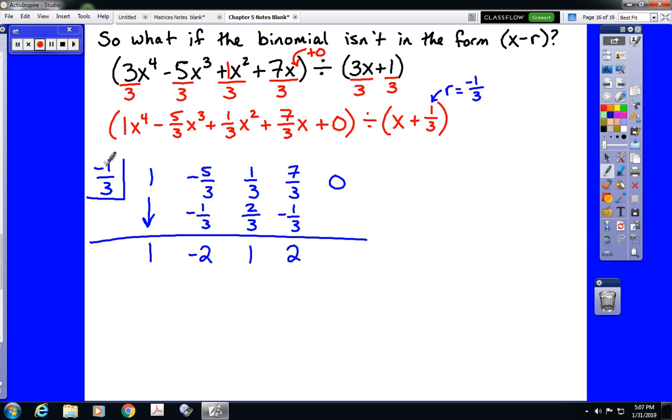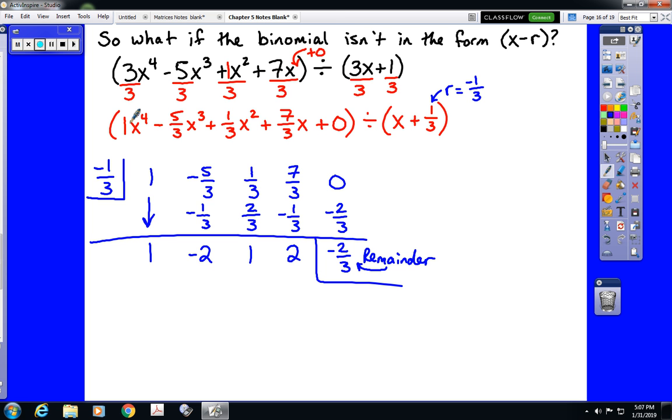And 2 times negative 1/3 is negative 2/3, which means when I add down, I have a remainder of negative 2/3. So in a way, it wasn't that bad. The fractions actually kind of eliminated themselves other than the remainder. So we do have to talk about how to deal with the remainder. Now, just like before, we're going to apply the same rules to attach variables to these coefficient numbers.